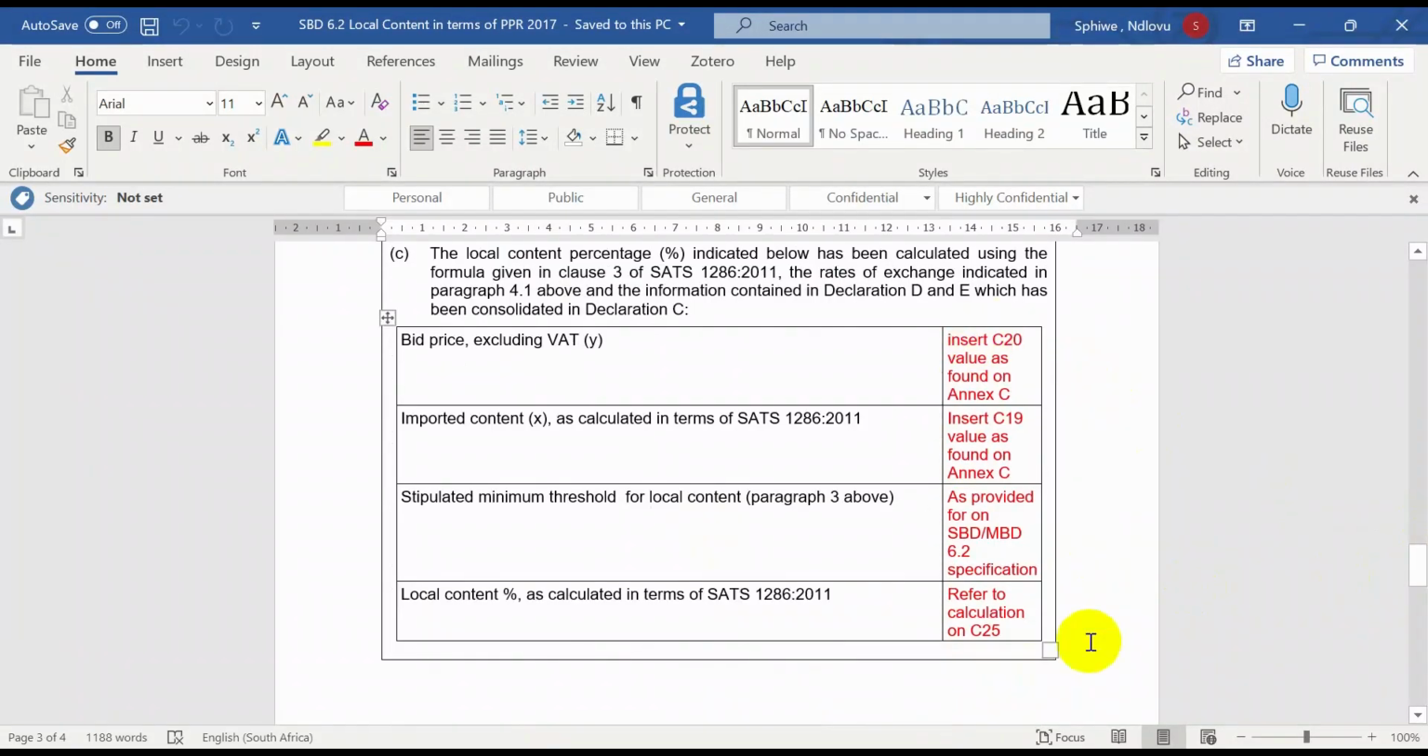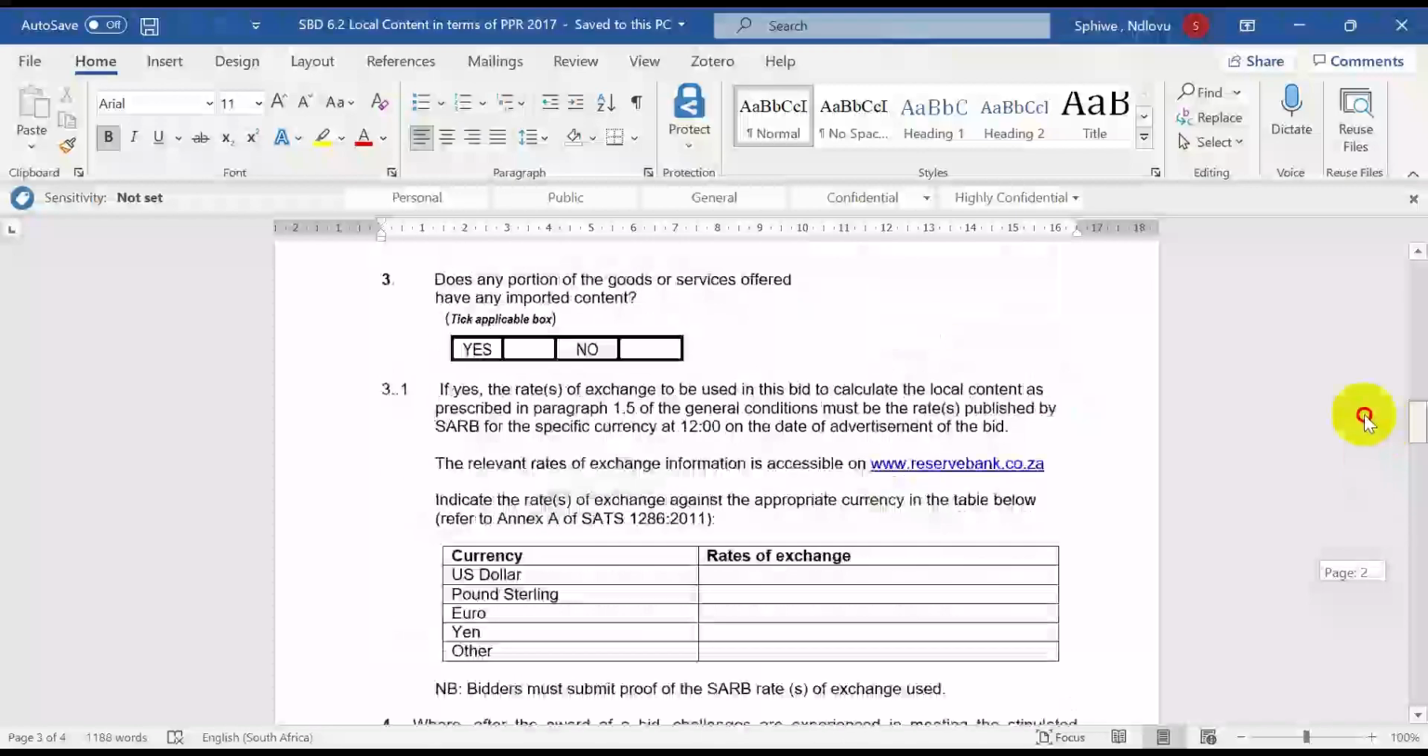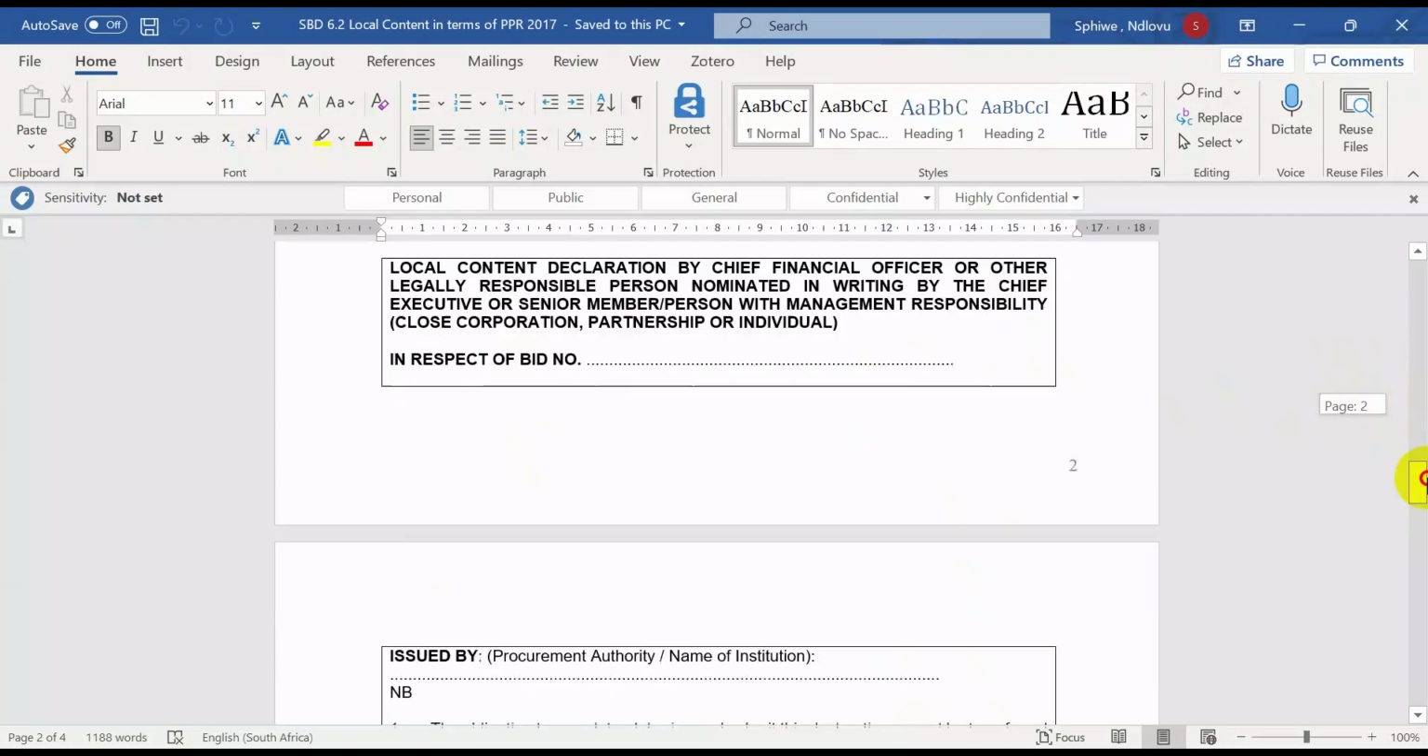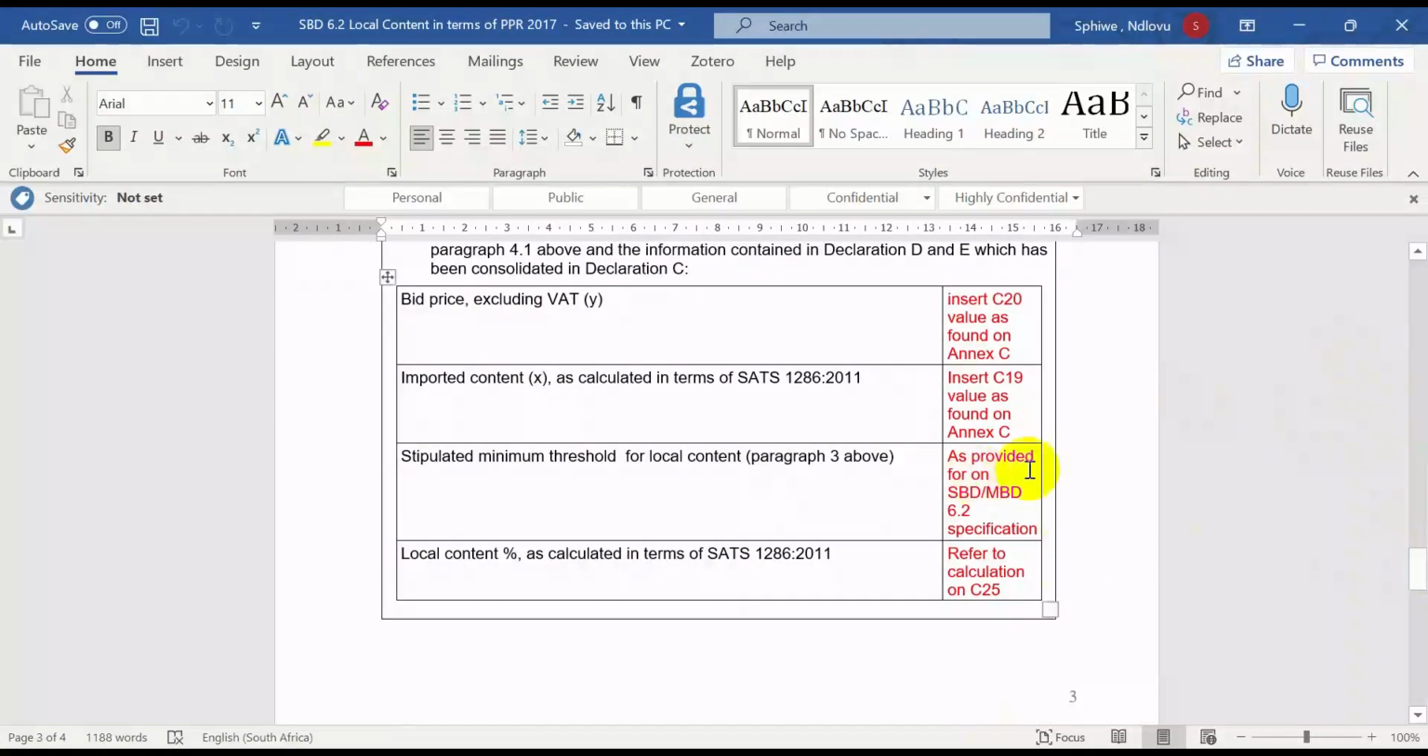And then this section here, you will see I've actually put it in red because you will not be able to input anything here until you have dealt with all your annexures, especially Annexure C. So here, you need to get this information from your Annexure C, even this one from your Annexure C. However, this part here is as it's been provided for on your SBD as your specification. It will be that section here, this section here, this one. Then that one is the one, the information must tie with this one.